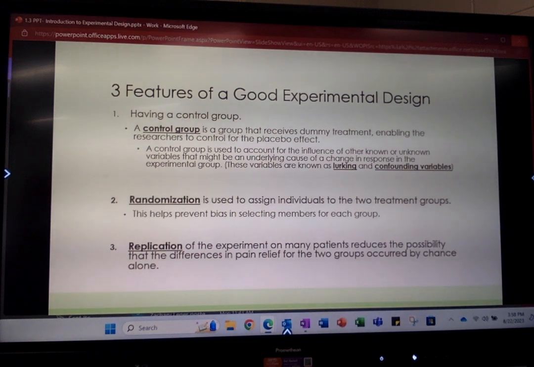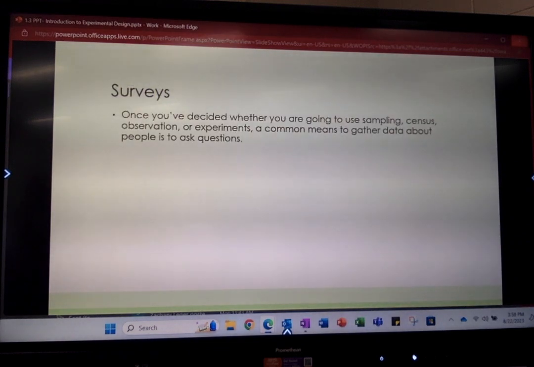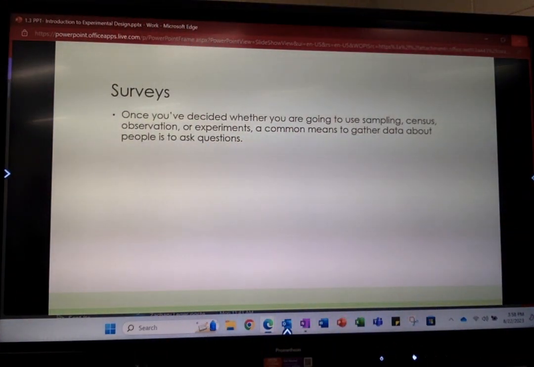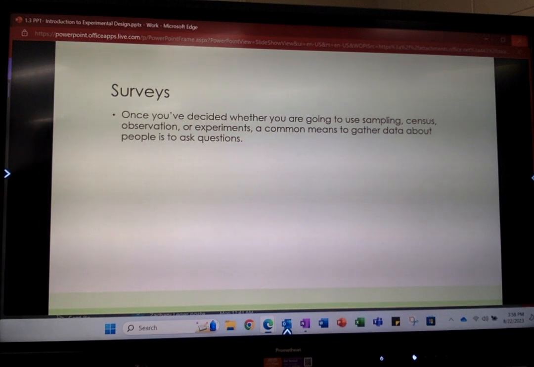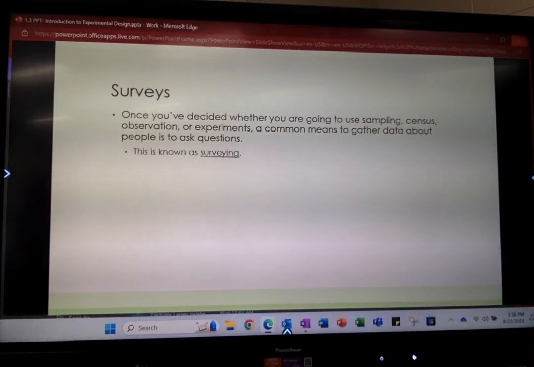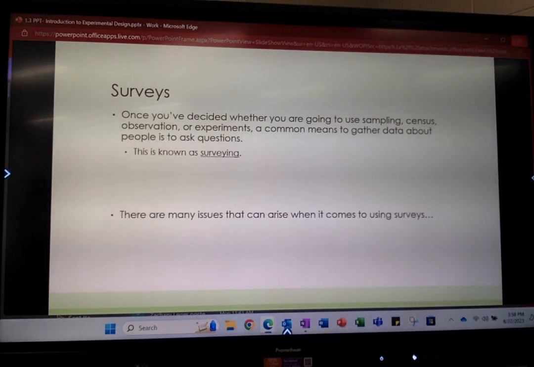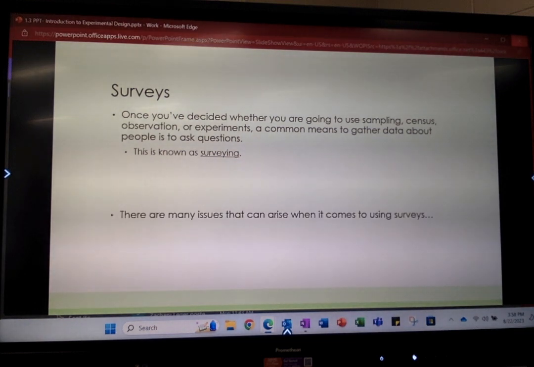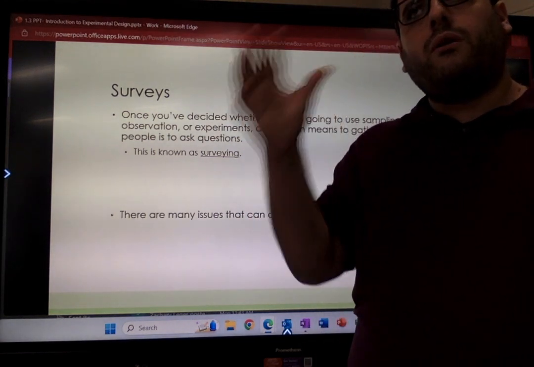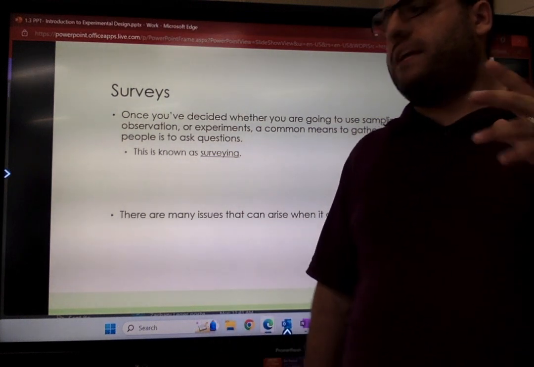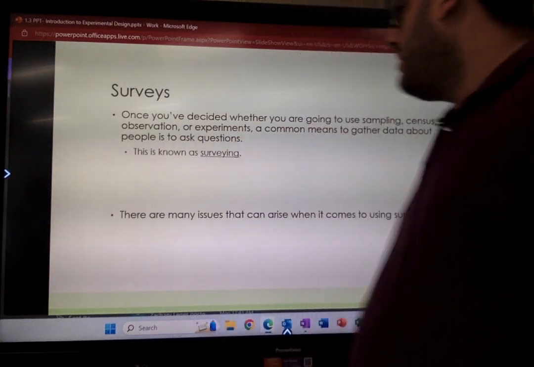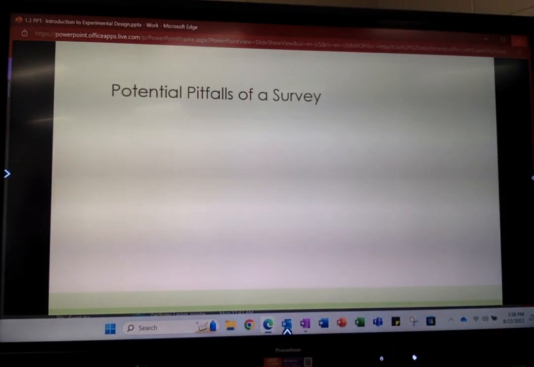But when we talk about surveys, whether you've decided on using a sampling, using a census, observations, or experiments, a common means to gather data about people is to ask questions. That's what a survey is. A survey is a common means to gather data by asking questions. Now, here's the thing about surveys. We talked about surveys a little bit when we went through convenience sampling. Oftentimes, surveys may not be the best method to go about collecting data.